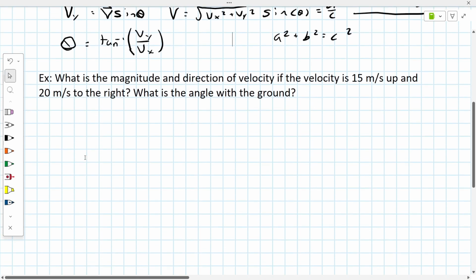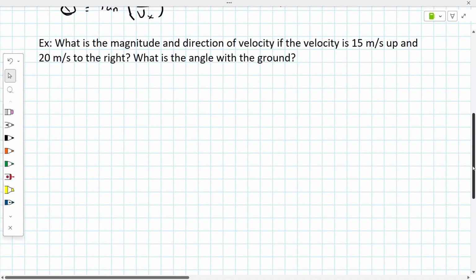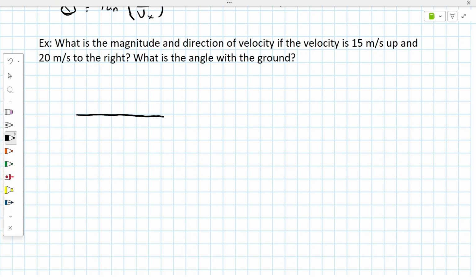Alright, so let's do an example here. We need to find what is the magnitude and direction of velocity if the velocity is 15 meters per second up and 20 meters per second to the right, and what is the angle with the ground. So if we go ahead and draw this out, we'll draw the horizontal component first, so it's 20 meters per second to the right. So we can draw this like this, and this will be 20 meters per second, and then it's 15 meters per second up. So this will be 15 meters per second.